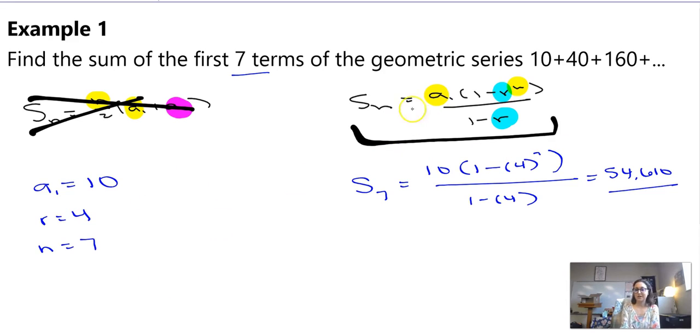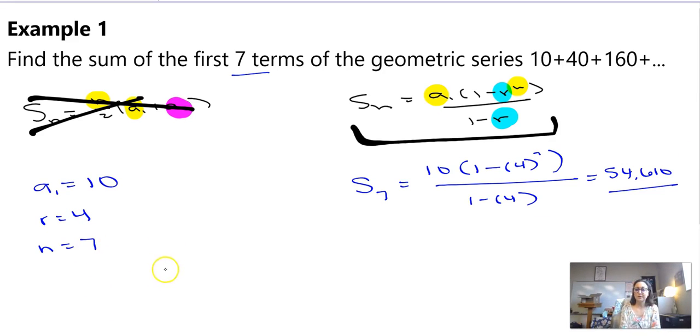And really think about the reasonableness of your answer, right? Maybe this seems pretty large. However, remember that geometric sequences are related to what kind of function? They're related to exponential functions. So these grow very quickly if your base is greater than 1. And not only is it growing fast, but I'm also adding up all those terms. So that's how I get to this large 54,610.